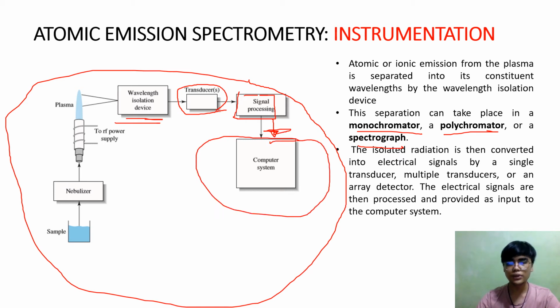Flame emission spectrometers and DCP emission spectrometers follow the same block diagram, except that the flame or DCP is substituted here in this figure. Mostly, a flame spectrometer isolates a single wavelength, while a DCP spectrometer may isolate multiple wavelengths with a polychromator.